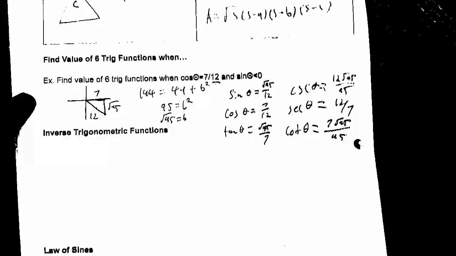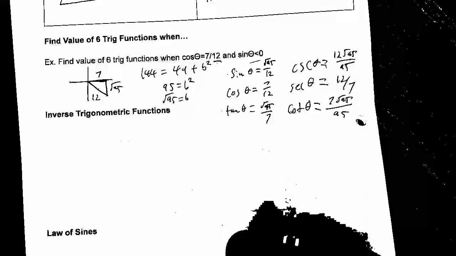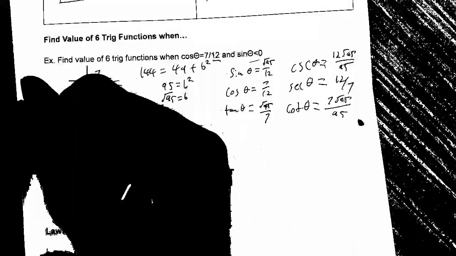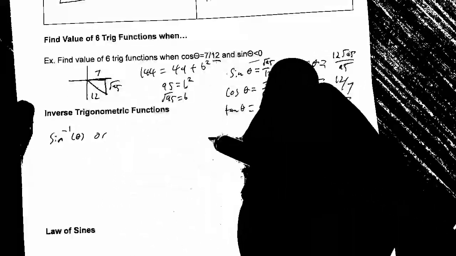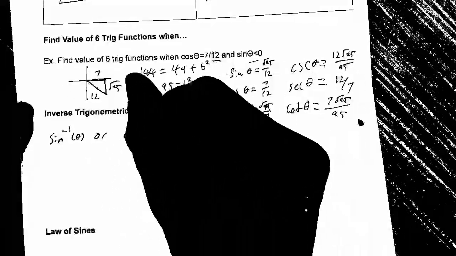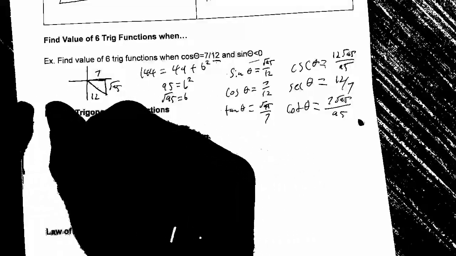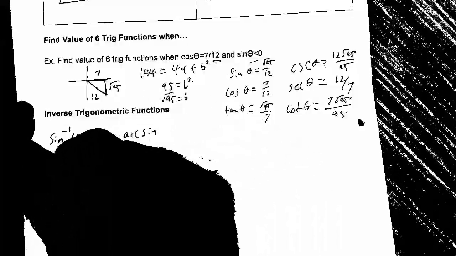Inverse trig functions. For each trig function, there's an inverse, and we can say either sine to the -1 of theta, or arcsine. So we have arcsine. We have the same thing for cosine, and tangent.